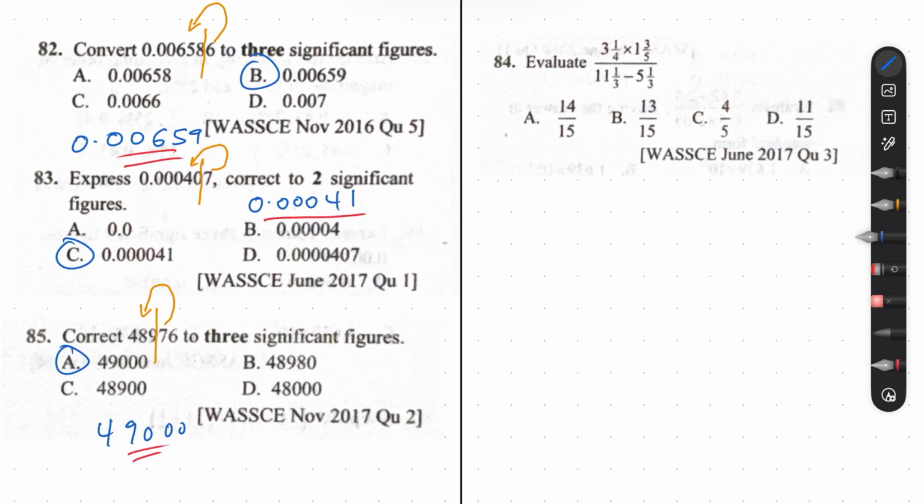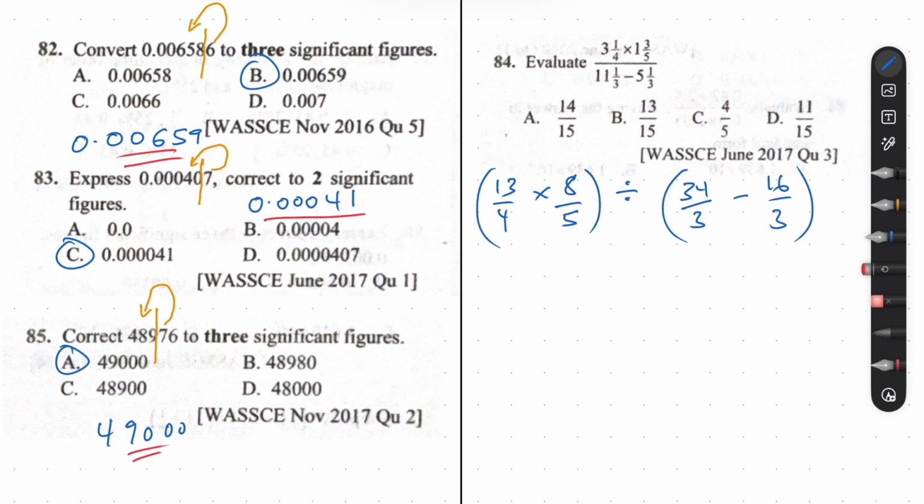So we're going to have 13 over 4 times 8 over 5 in one bracket. This bracket is just this top right here. Okay, so now we're going to do the line here, which is division. Okay, division divided by the denominator. So we put the denominator in other brackets. Okay, and we change them to improper fractions. That will give us 34 over 3 minus 16 over 3. Okay, cool. So now we can simplify this and we can simplify this.